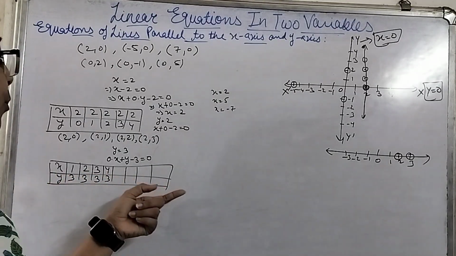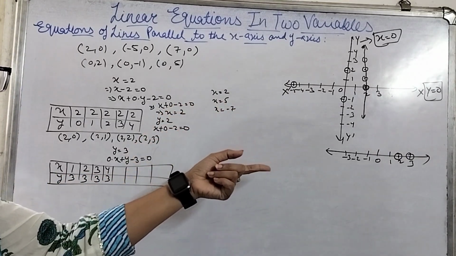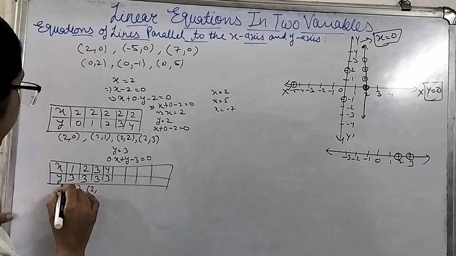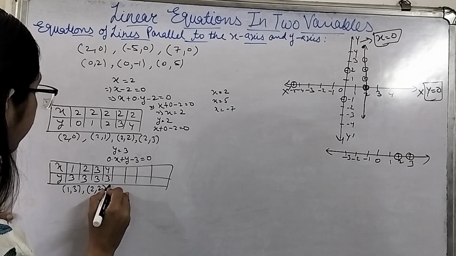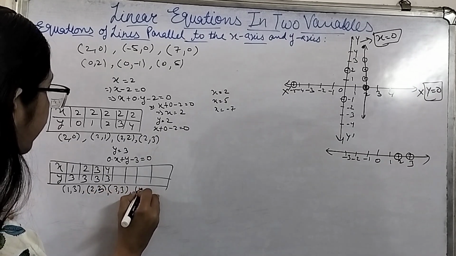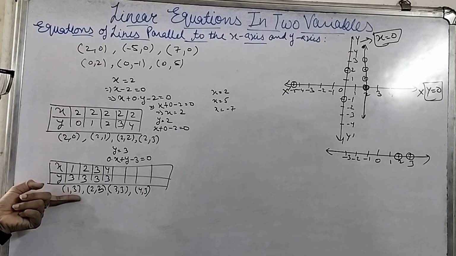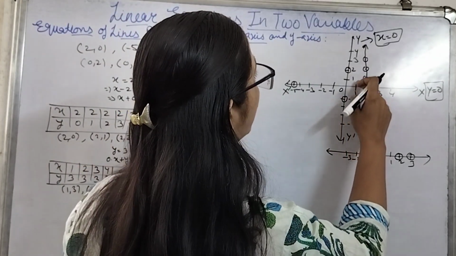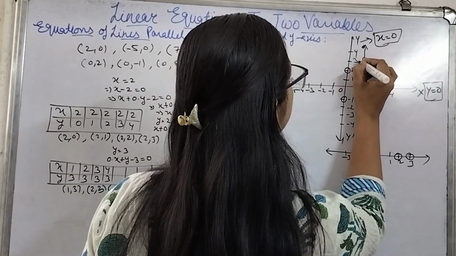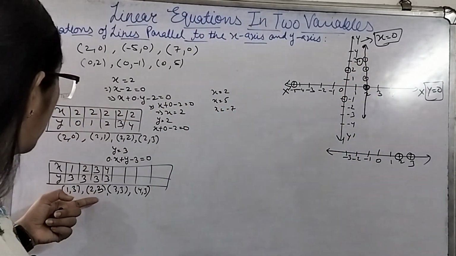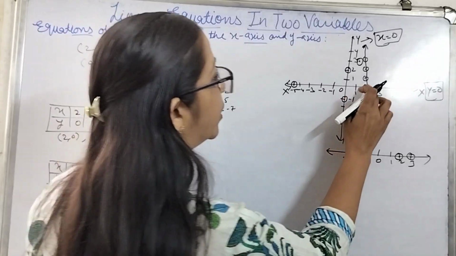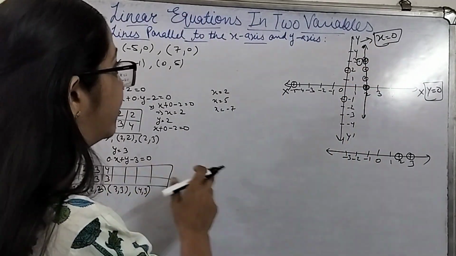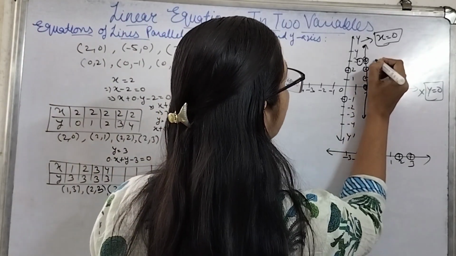So if we are going to plot all these points on the graph, first of all we'll write the coordinates: (1, 3), (2, 3), (3, 3), (4, 3). The first point has x coordinate 1 and y coordinate 3. This is the point. Then x coordinate is 2, y coordinate is 3. This is the point. Then x coordinate is 3, y coordinate is 3.